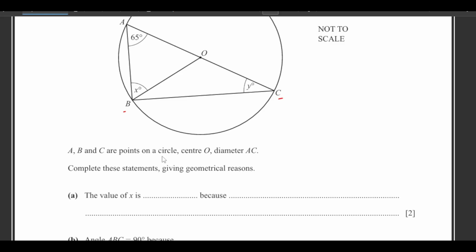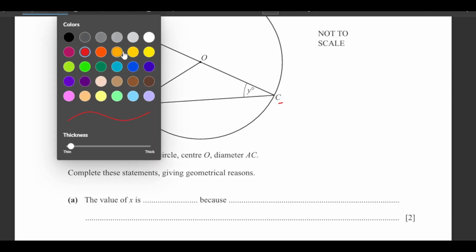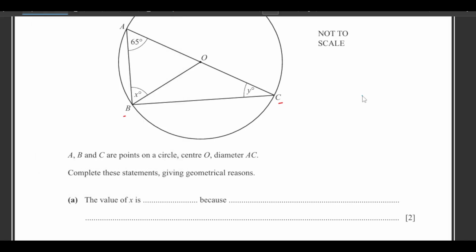This is a diameter, that means it passes through the center. Complete these statements giving a reason, a geometrical reason. The value of x, x is here. Now, whenever you see these questions, read the instructions very carefully, so that you can see how they are actually related to the properties. So, now we are looking for this angle x.